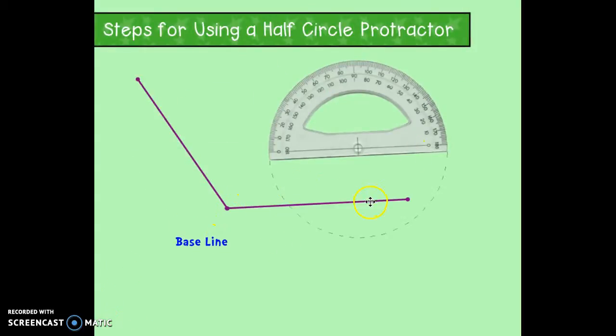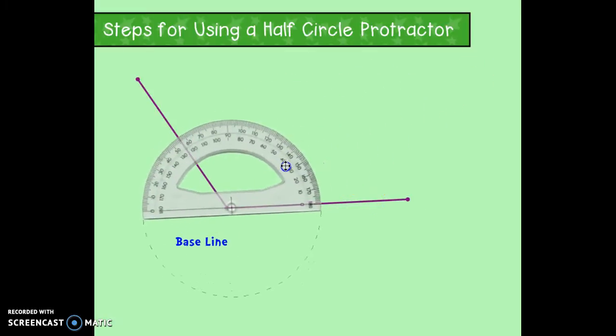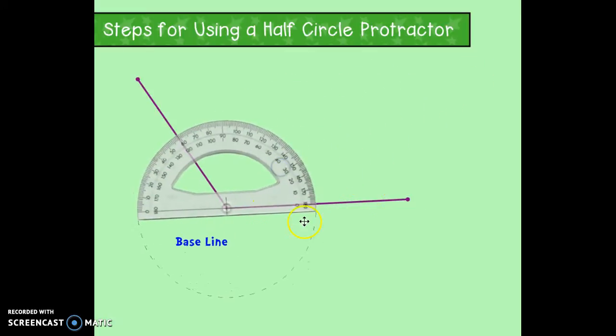Let's try another one together. I'm going to start with my baseline and my vertex. So let's line up our protractor right on the vertex. And I see this one's pretty much lined up for my baseline. It's at 0. Now, what I want you to do is stop the computer and answer, what is the measurement of this angle? You should have noticed if I start at 0, I'm counting this direction because I have to count up. This angle measures 120 degrees.